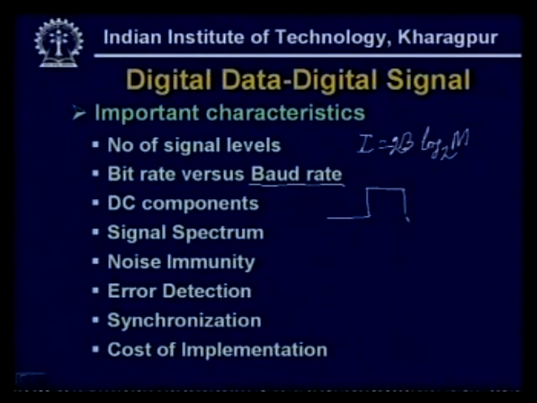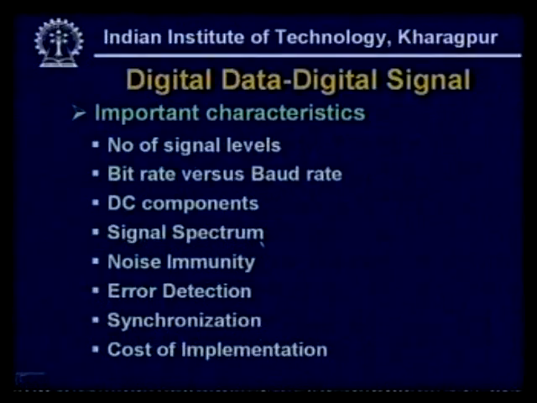For example, if it is encoded in this manner, that means you have got 0 volt and say another voltage plus A, then as you can see, this is for 1, this is for 0, this is again for 1. So, the average value will have a DC. That DC component will not pass through the medium. That is why we shall try to do the encoding in such a way that the DC component is not present. That means we shall transform the data into a form of signal which will not have a DC component.